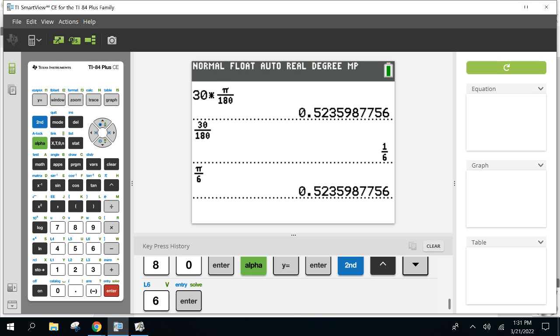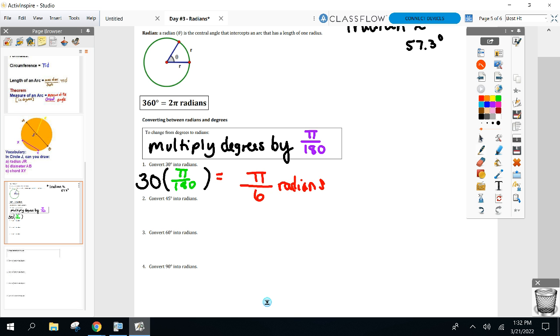All good? Yes, Avery. Why isn't it like 1/6 pi? You could. It's the same thing. Good question. This right here is the same as 1/6 pi. I just don't want the pi in the denominator. 1 over 6 pi is totally different. But these two right here, pi over 6 and 1/6 pi, are exactly the same. Just don't put the pi in the denominator.